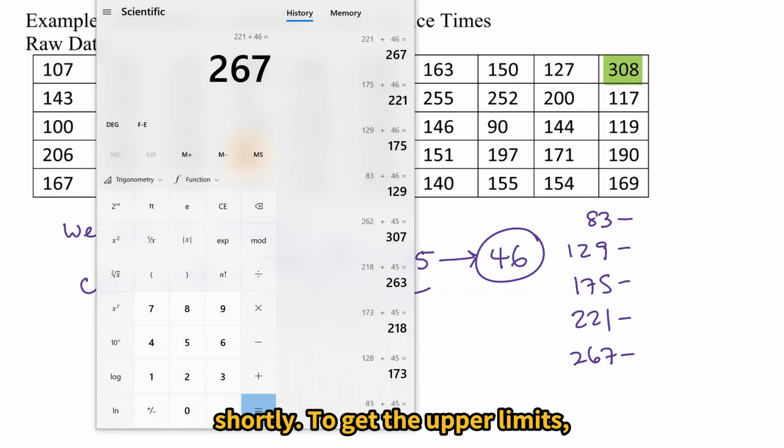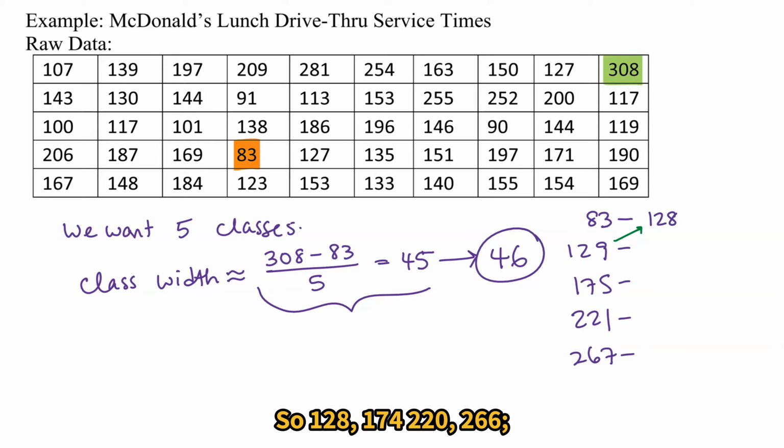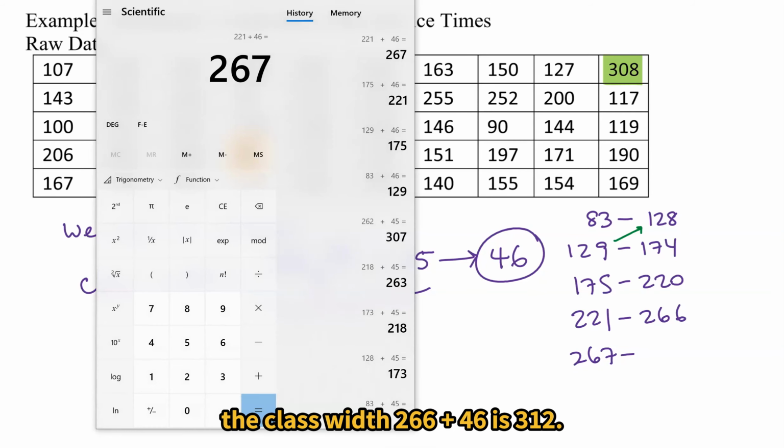To get the upper limits, I go one less than my next lower class limit. So 128, 174, 220, 266. And then to get the last one, we add that class width. 266 plus 46, 312.